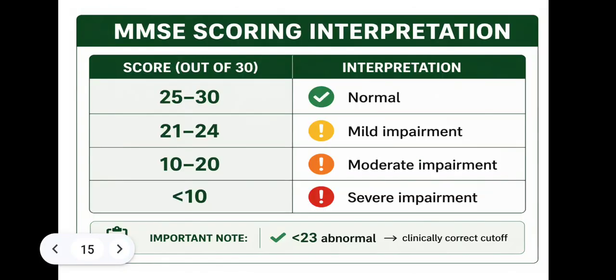MMSE scoring and interpretation. A normal score is 25 to 30. When it is 21 to 24, the cognitive decline is considered mild. When the score is between 10 and 20, the cognitive decline should be considered moderate. If it is less than 10, it is considered a severe decline in cognition.